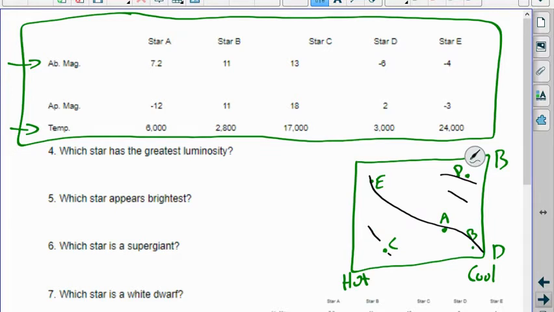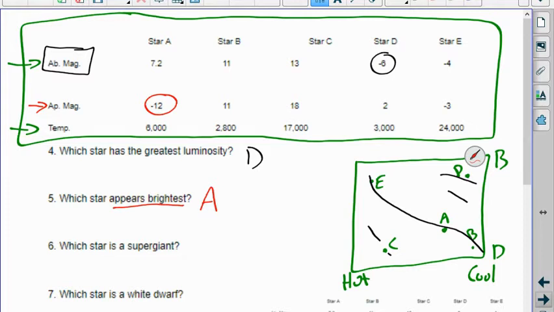So now I'll go through and answer the questions, and I can consult this graph over here. So which star is the greatest luminosity? It'd be the stars that are highest up, but then I can just say greatest luminosity, again look at the absolute magnitude, look for the smallest number, and a -6 is the smallest number. So star D has the greatest luminosity, the greatest brightness. Which star appears the brightest? You look at the apparent magnitude, and once again, you look for the smallest number, and a -12 would be the smallest number. So star A appears the brightest.